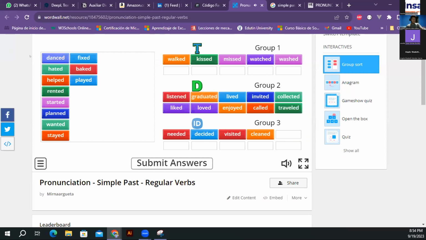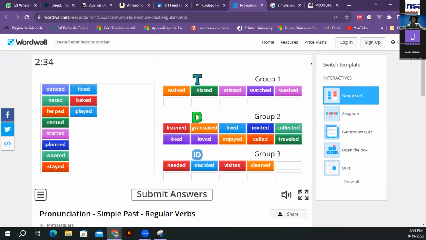In group two, okay. Want is in group... I don't know. Wanted and started are three. Started? Yes, group three. And want. Wanted. Planned. Played. No. Rent. Rented.